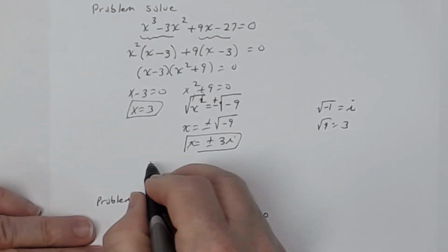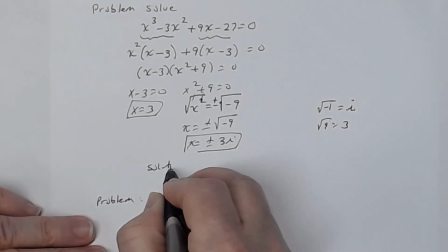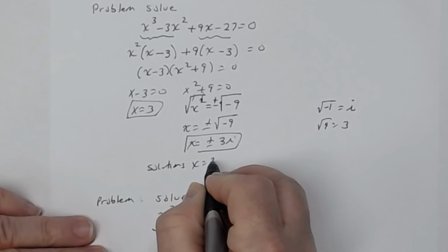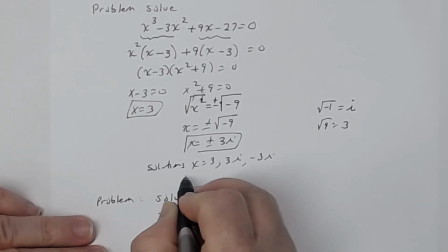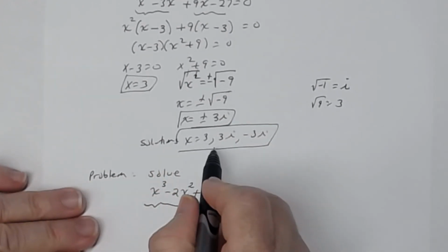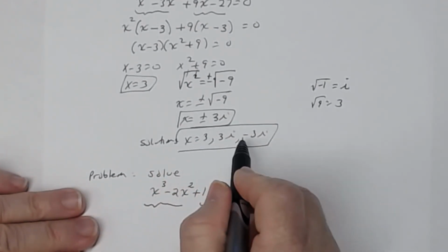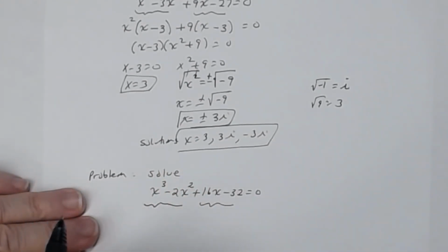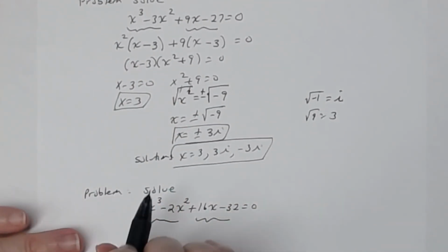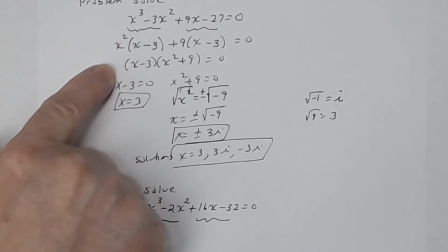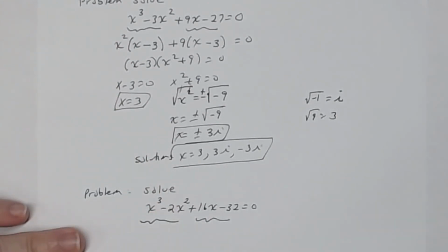There are 3 of them. So your solutions would be x equal 3, 3i, and then negative 3i. So you have 3 solutions. One of them is a real solution, the other two are imaginary. So there's the work you had to show, and then those are your solutions. Remember, you have to show all the work to get all points.